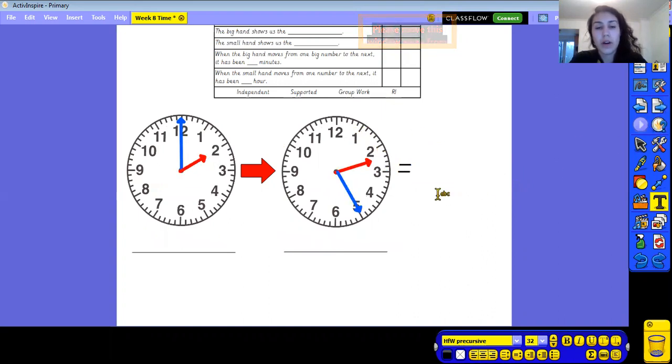Let's have a look at this one. Why don't you pause the video, write down the time on both clocks, and see if you can work out how much time has passed in between them.